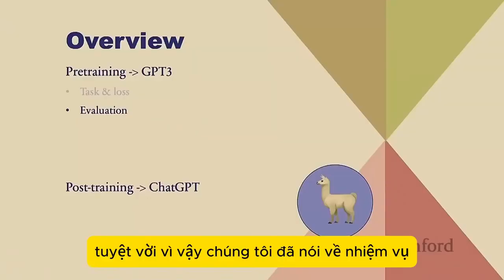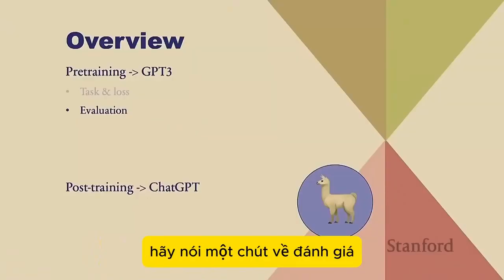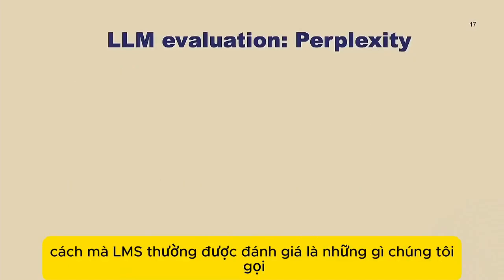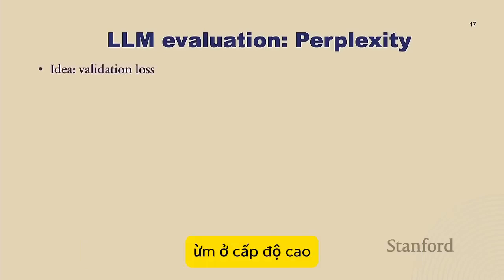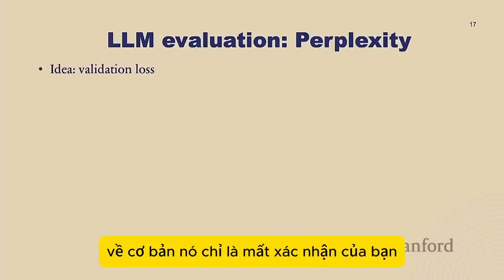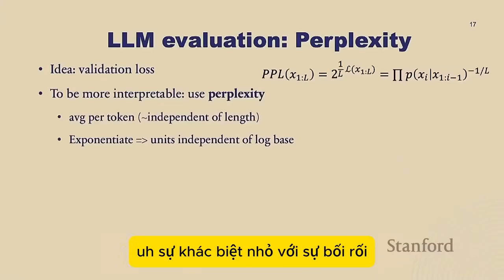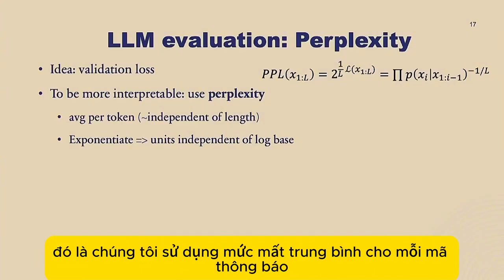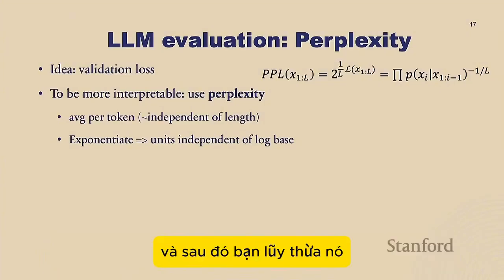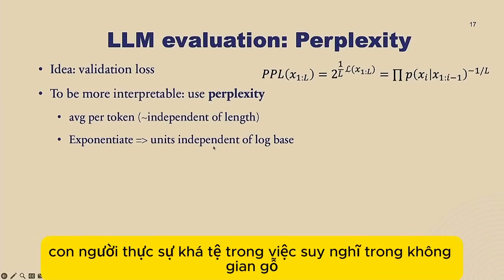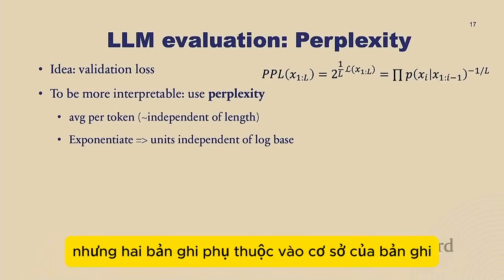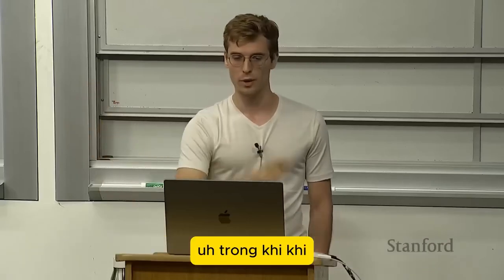Great. So we talked about the task, the loss, and the tokenizer. Let's talk a little bit about evaluation. The way that LLMs are usually evaluated is using what we call perplexity. At a high level, it's basically just your validation loss. The slight difference is that we use something slightly more interpretable: we take the average per-token loss and then exponentiate it. The reason we exponentiate is that the loss has a log inside, and humans are pretty bad at thinking in log space, and logs depend on the base of the log.